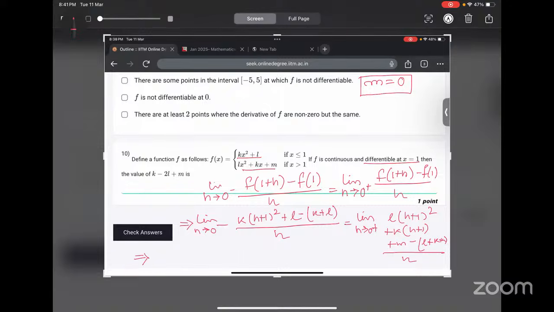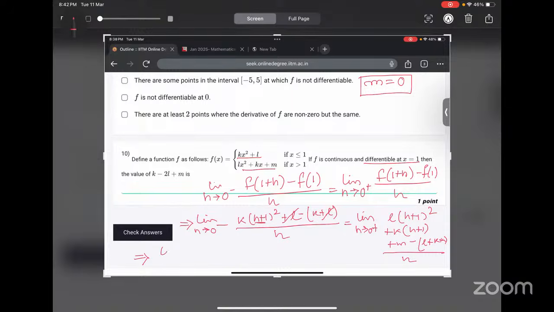Any doubt? No, ma'am. Okay. Then this L and this L will be cancelled out. And this h we can write as h squared plus 2h plus 1, right?